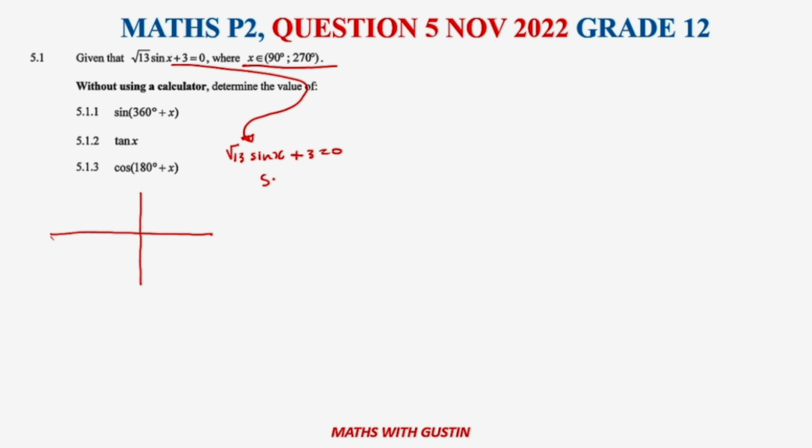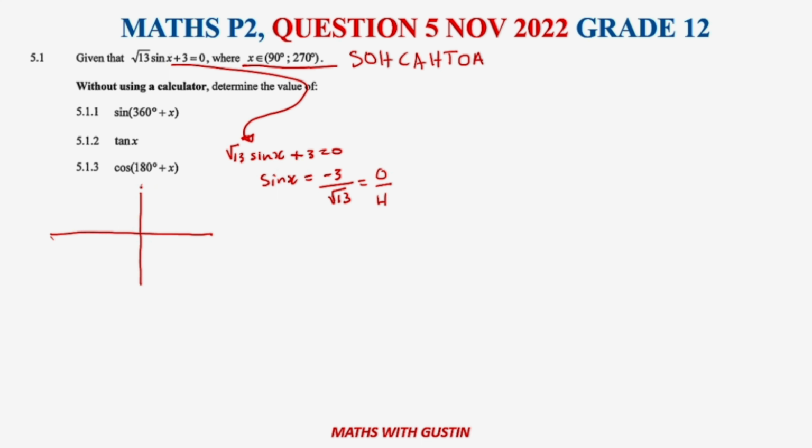So we're going to leave sine x as it is, and make it the subject. The formula is going to be -3 all over square root of 13. From SOH CAH TOA, you guys remember that sine is opposite over hypotenuse, cos is adjacent over hypotenuse, therefore tan is opposite over adjacent.